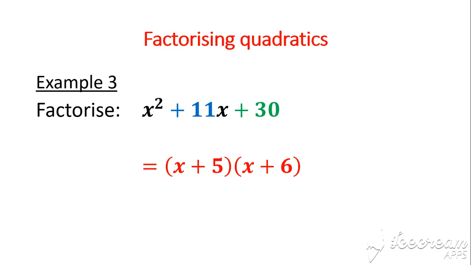But remember, we just spoke before, if your mate next to you wrote down x plus 6 first and x plus 5, all ticks to both of you.